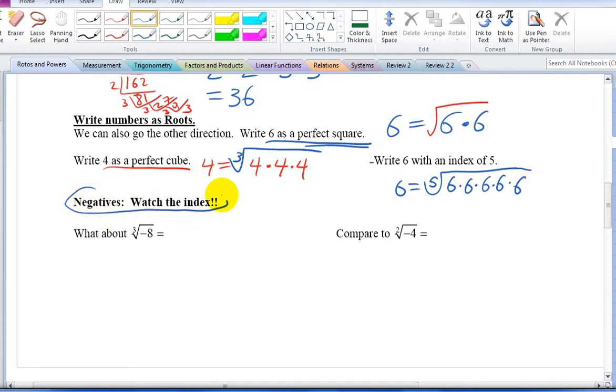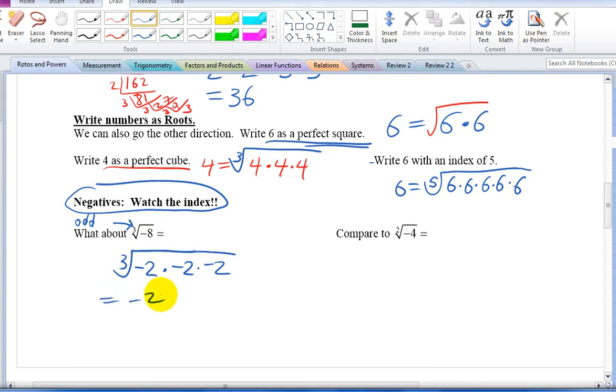Okay. Now we've got to be careful with negatives. You've got to really watch the index. Here our index is 3. It's an odd number. That's good. Because what we can do is take the negative 8, and how can we break that down to a single digit? It would be negative 2 times negative 2 times negative 2. This equals negative 2. Okay, so there's 3 numbers that are identical that multiply to negative 8. But what 2 numbers that are identical multiply to negative 4?